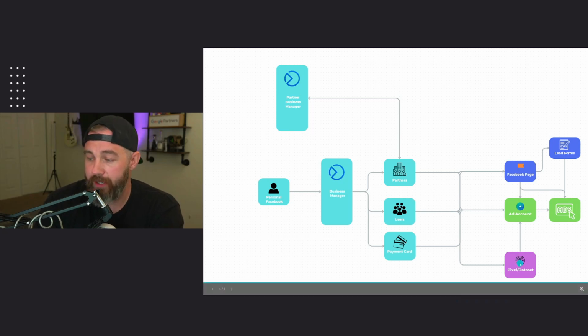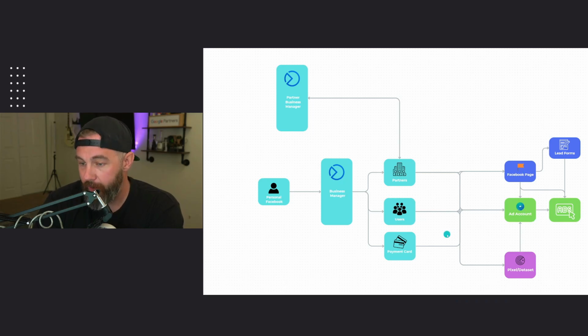And then the same thing here on the pixel. You can have multiple pixels and they're all standalone, and you can use multiple pixels on different ad accounts as well. They just have to be accessible within your Business Manager, or you assign your partner that pixel, and as they manage, they can assign these things as well. So hopefully that gives you a good overview of what Business Manager is, kind of how everything is connected.